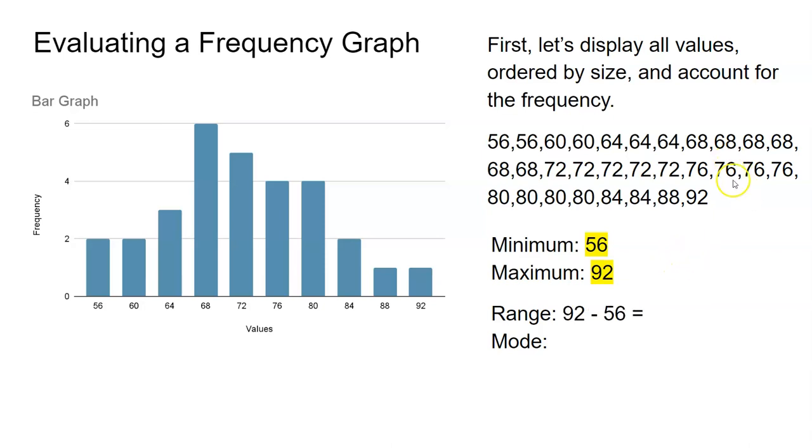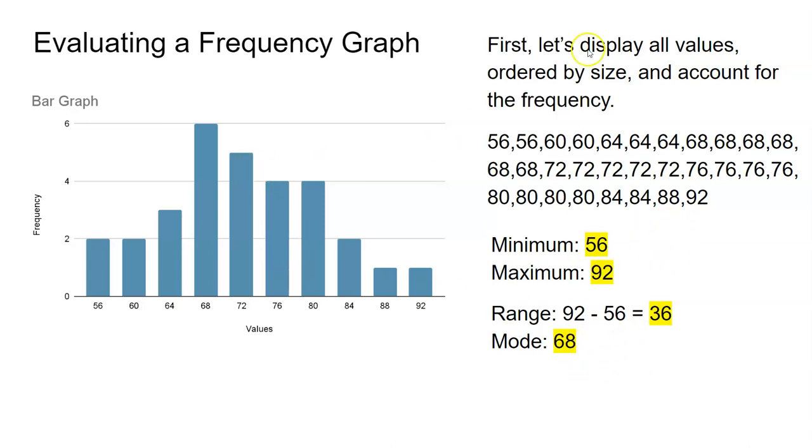So what is 92 minus 56? It is 36. Now the mode is the most frequently appearing value in the whole data set. And if you look at our bar graph, it's pretty clear what that value is. It's 68. 68 appears 6 times. That's more than any other value, so the mode is 68.